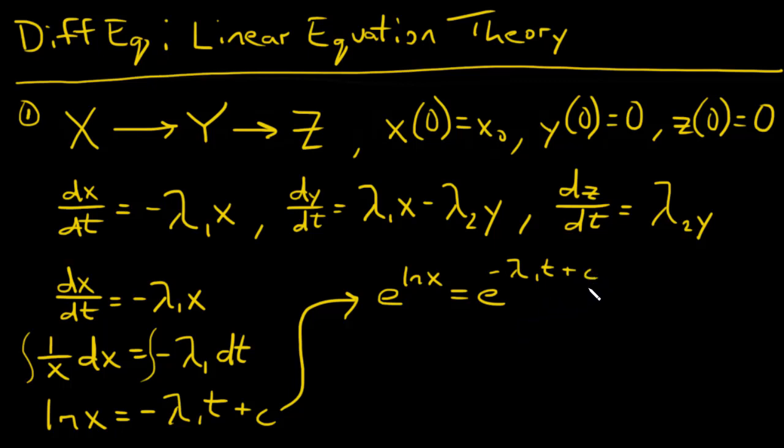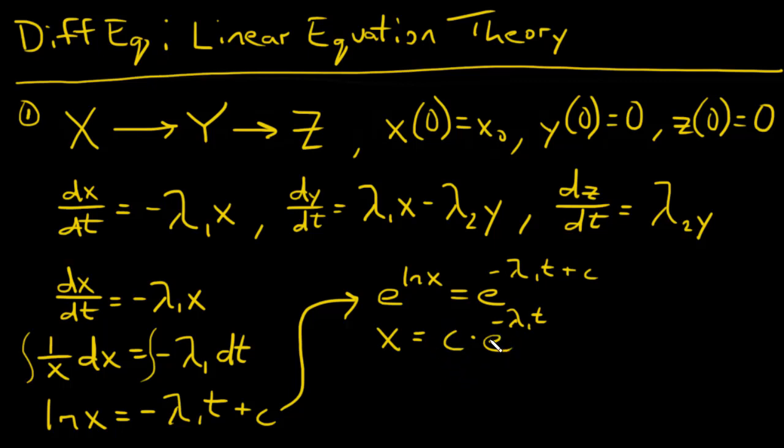We've talked about before how we handle this: it is e to the negative lambda 1 t times e to the c. That's how I get this expression. I can break this summation into two exponentials multiplied by each other. And I'm going to call e to the c just c, a different constant. So this is going to wind up being x is equal to c times e to the negative lambda 1 t. Now, I need to figure out what this c is.